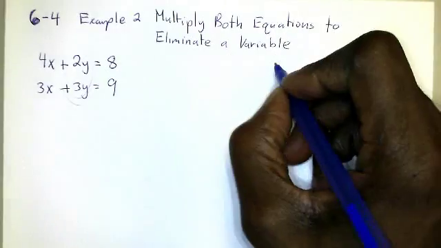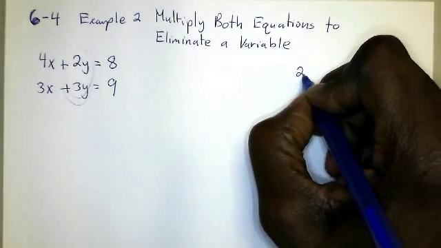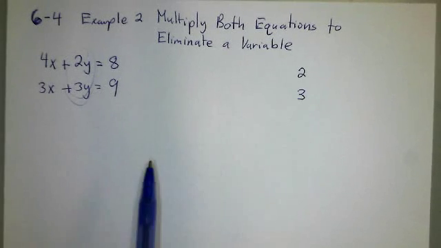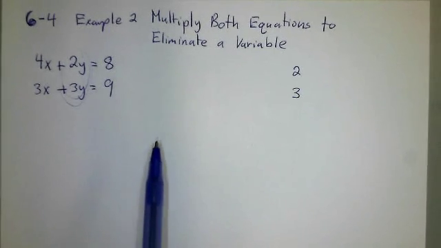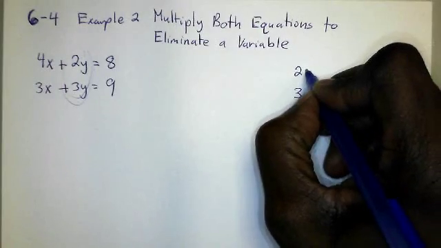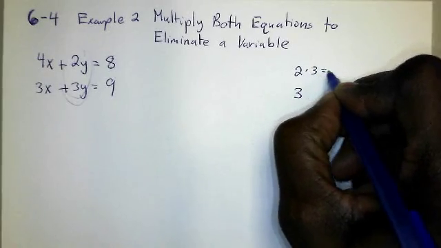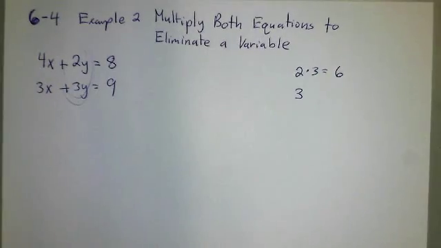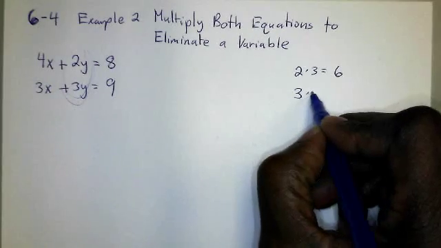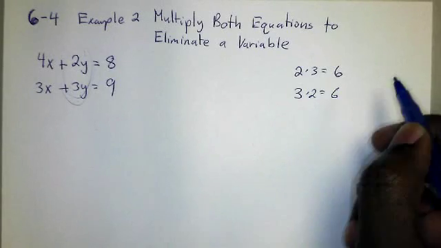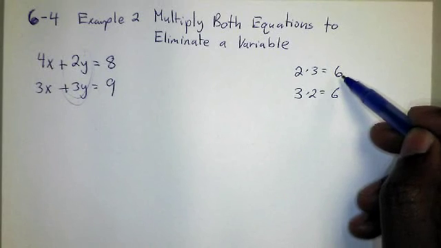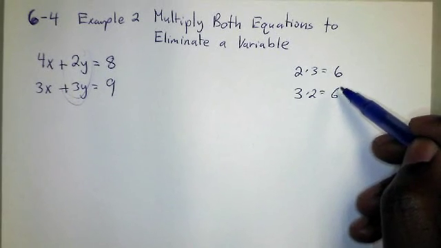So understand that we're dealing with 2 and we're dealing with 3. Now, the number that 2 and 3 both have in common is 6. The lowest number they have in common is 6. So, in order for 2 to be 6, I have to multiply 2 times 3. That would equal 6. Now, in order for 3 to be 6, I would have to multiply 3 times 2. And that would equal 6. Now, this gives me the same number, but they still have the same sign. What I need is the same number but opposite signs.